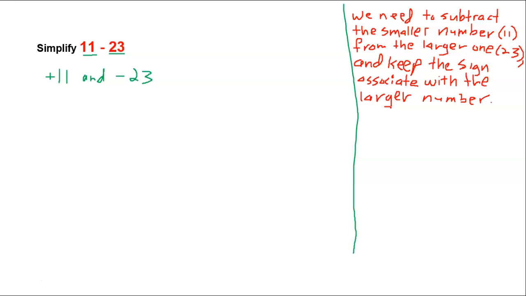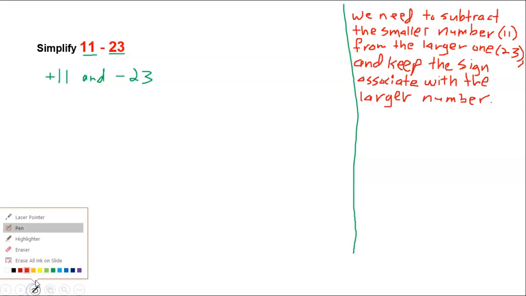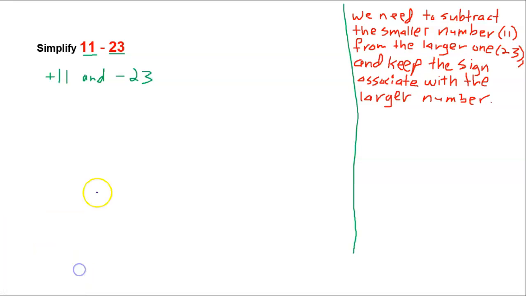Okay, we need to subtract the smaller number 11 from the larger number 23 and keep the sign associated with the larger number, which is negative. So we know our answer will be negative. So let us go ahead and subtract 11 from 23.